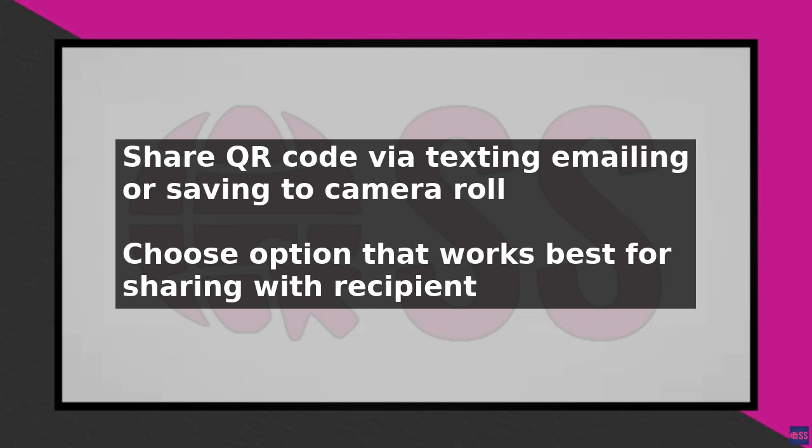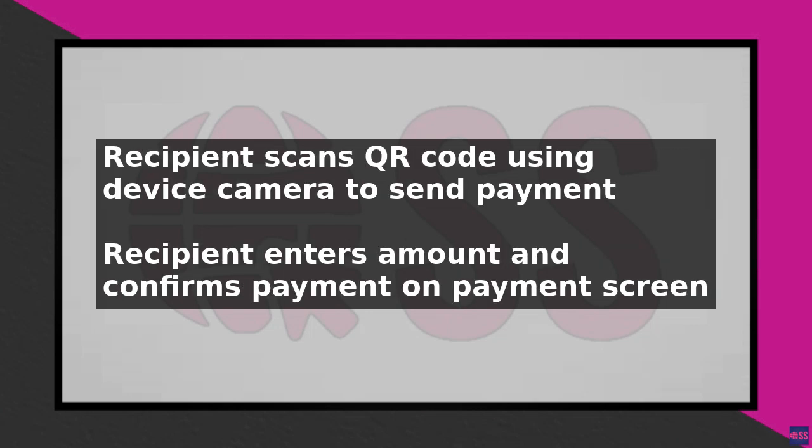When the recipient receives your QR code, they can open the Cash App and tap the Scan button on the home screen. They will then be prompted to scan your QR code using their device's camera. Once the QR code is scanned, the recipient will be taken to a payment screen where they can enter the amount they want to send and confirm the payment.